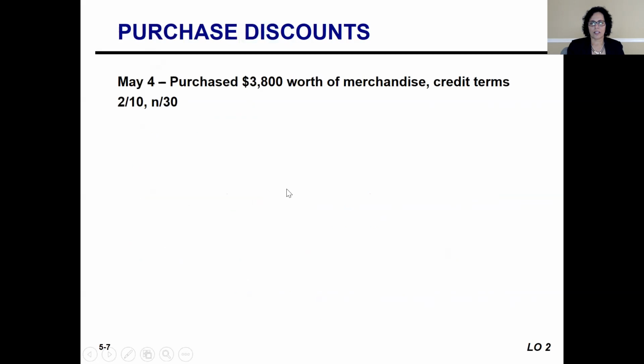Okay, so let's look at these journal entries and see how we would lay this out. May 4th, there was a purchase of $3,800. We already saw that journal entry. It was inventory debit, accounts payable credit. The terms are 2/10 net 30. May 5th, we received a bill for $200. It is due end of month, and this is a freight bill.